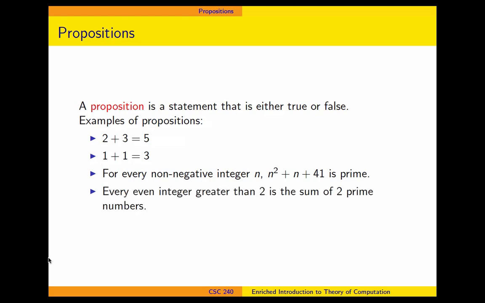The statement, every even integer greater than 2 is the sum of two prime numbers, is known as Goldbach's conjecture. It is unknown whether this proposition is true or false.